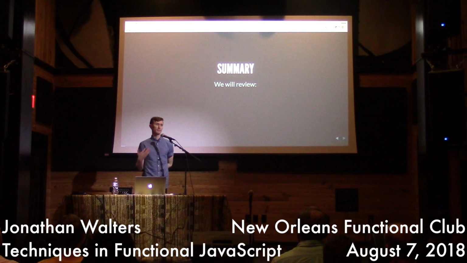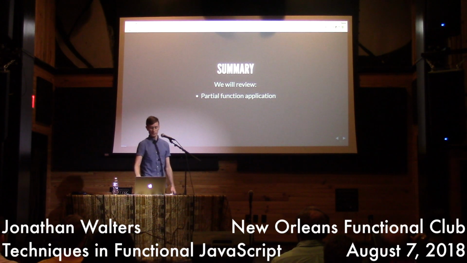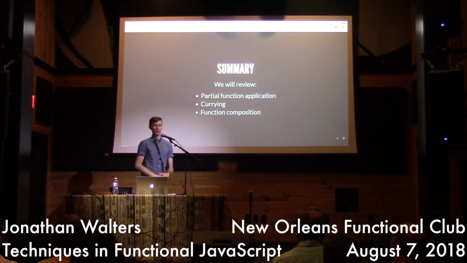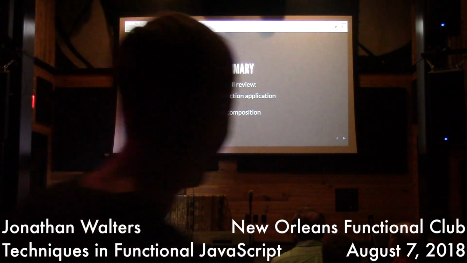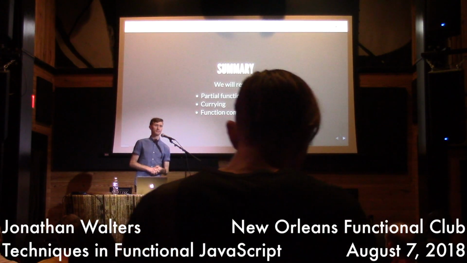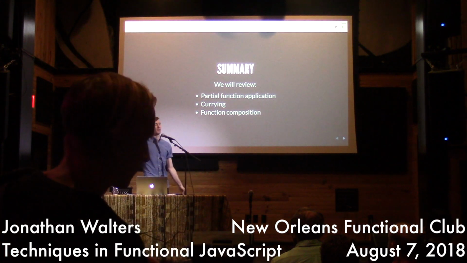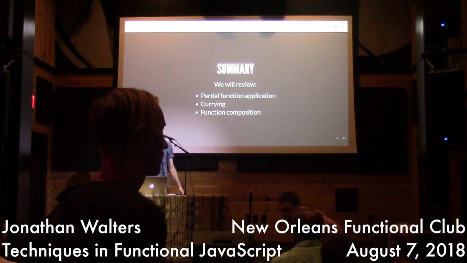So, in summary, what we can review are these concepts known as partial function application, currying, and function composition. These are three very popular concepts in functional programming, and I want to see how we can actually leverage them in JavaScript. Some of these are native to other languages, they're a feature. For instance, currying is really embraced by Haskell. JavaScript doesn't have a lot of those native abilities built in, but we can make JavaScript accommodate currying.